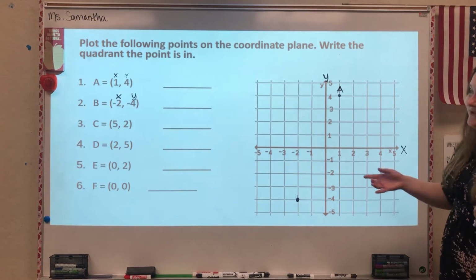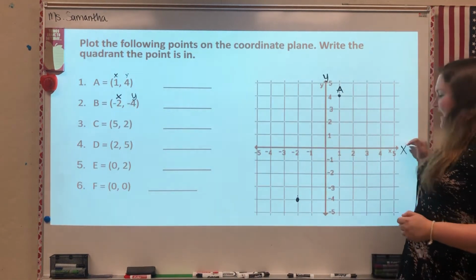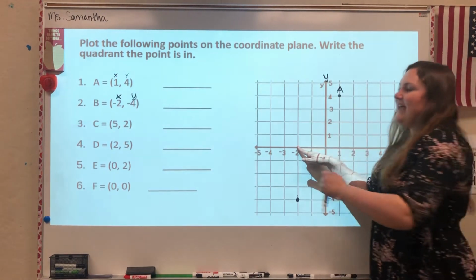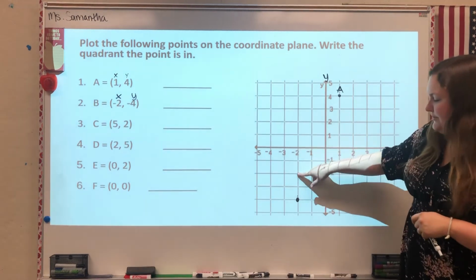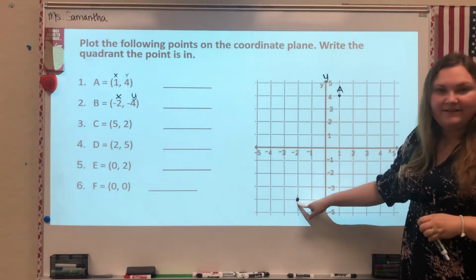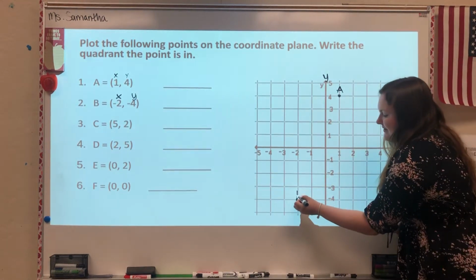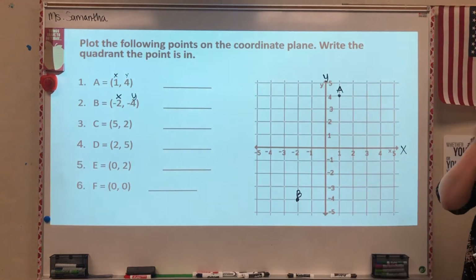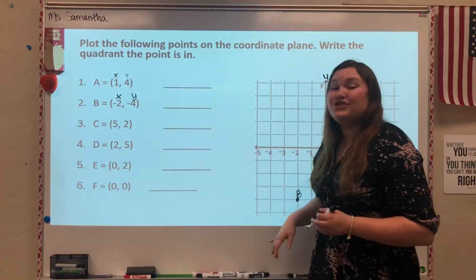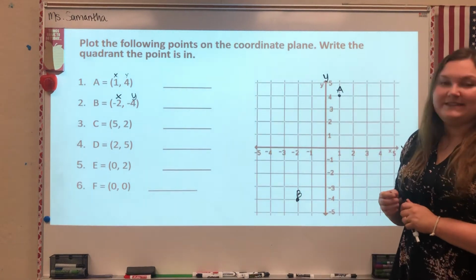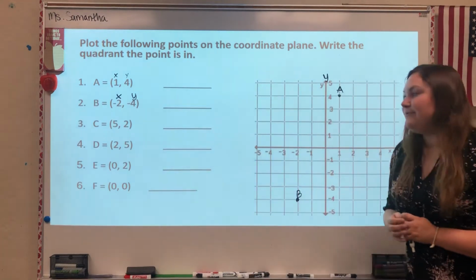Again, a different way I've seen students do it is they just start at -2 on your x-axis, and then count down 4. I could count down 1, 2, 3, 4, and find my point that way. Last part, since it's point B, I'm going to write a little B next to it. For point C, go ahead and see if you can describe how you would find point C. How would you find the point at the coordinate 5, 2?